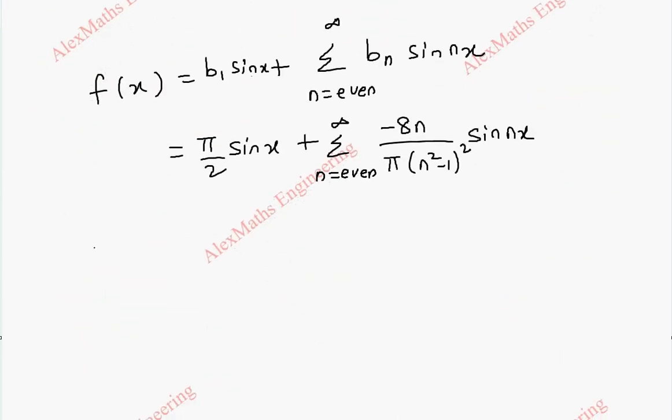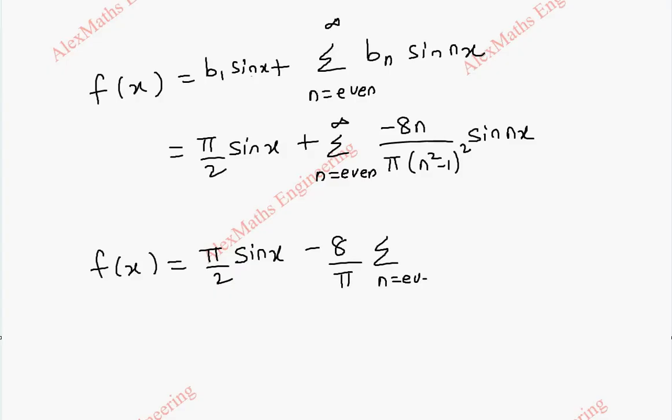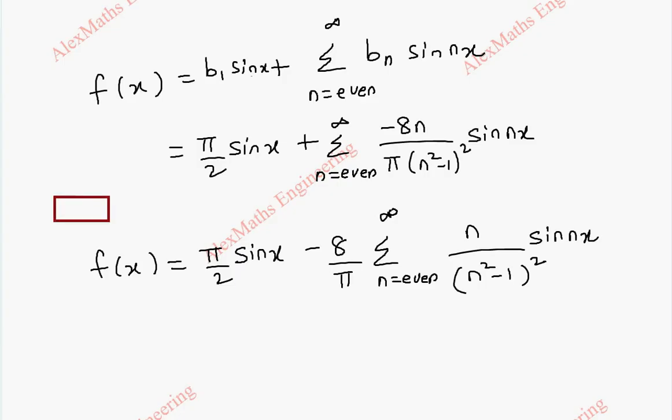So we can take the constants outside. So f of x equals pi by 2 sine x minus 8 by pi, which is a constant that can be taken out. So summation n is even till infinity, and we have n by n square minus 1 whole square into sine nx. This is the required half range sine series.